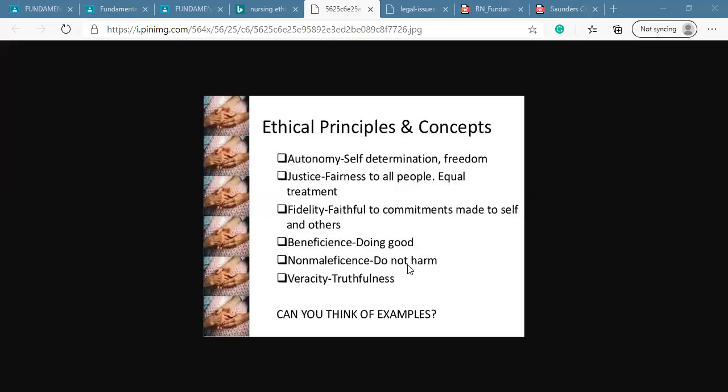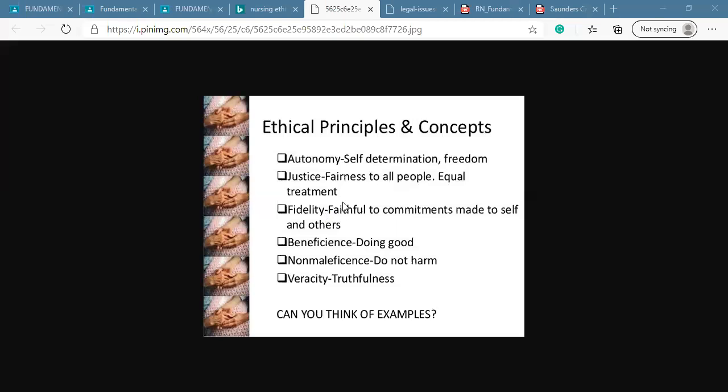Another one is called fidelity. Fidelity means always being truthful to the commitment you made to your client. So with fidelity, we say keep your promise, right? Keeping your promise is fidelity.